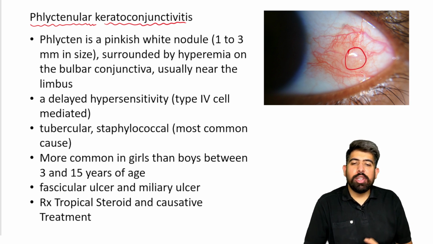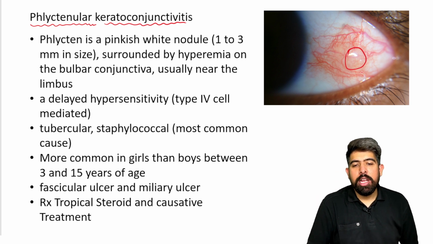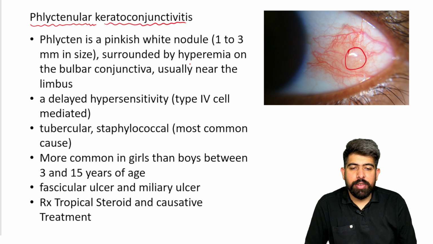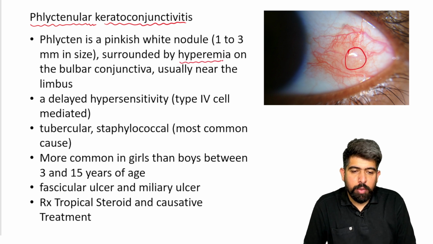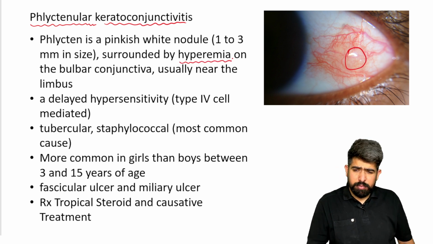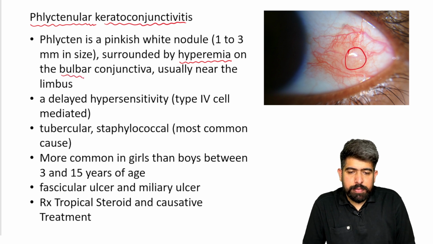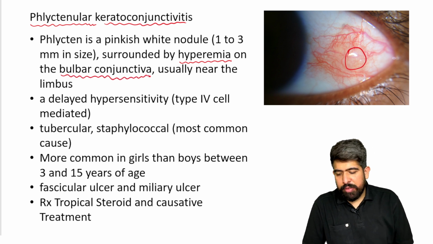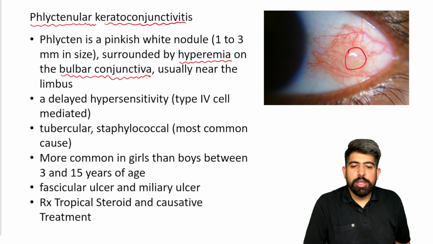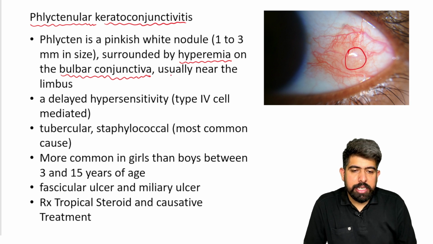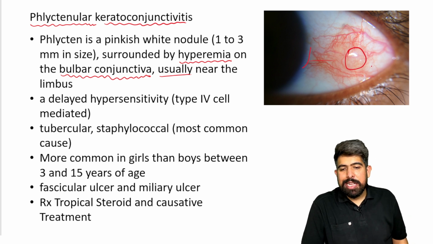The phlycten is a pinkish-whitish nodule, 1 to 3 mm in size, surrounded by hyperemia. What is the meaning of hyperemia? More vascularity on the bulbar conjunctiva. Where will it be seen? It will be seen on the bulbar conjunctiva, usually near the limbus. So you can see this will be the limbus, and it will be near the limbus.